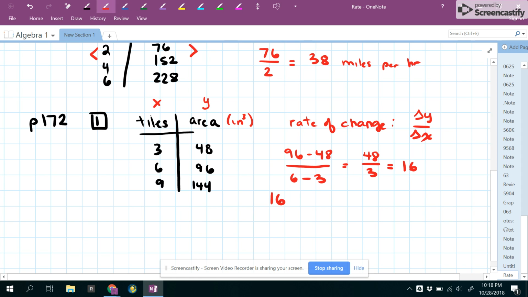And again, we have units, so we should use them. And we get 16 inches cubed. Nope, that would be squared because this is area. Inches squared per tile.